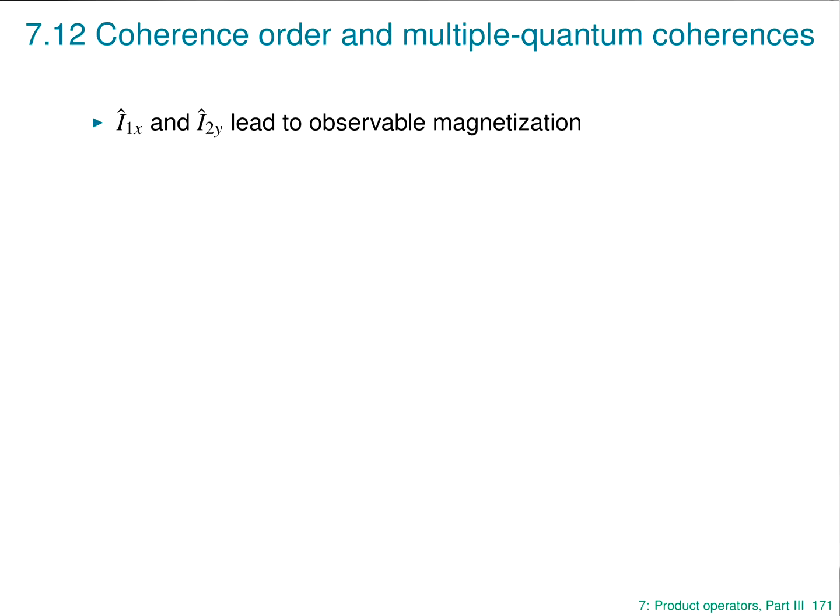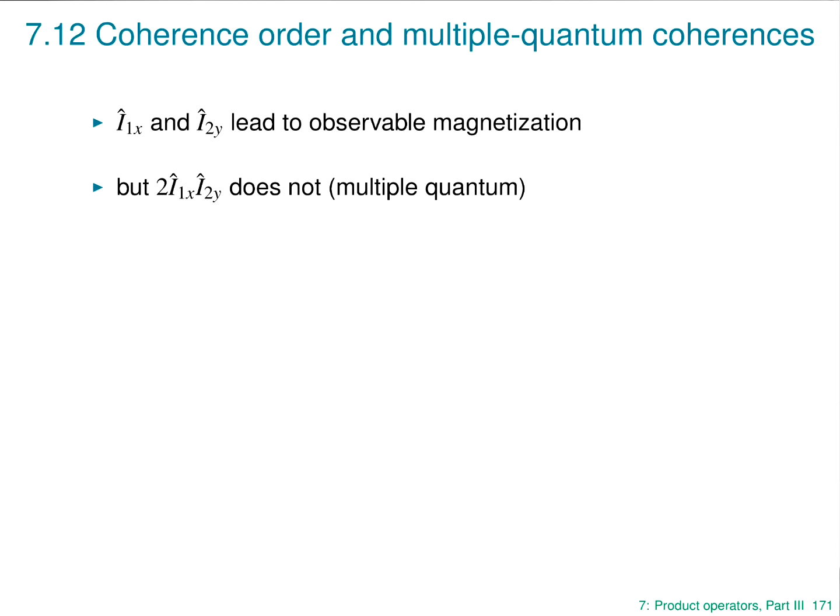So the other topic I want to cover in this last section on product operators is about these multiple quantum operators. I mentioned that terms like I1x, I2y and so on, these are observable. We now know that these are in-phase magnetization. But something like 2I1x I2y, something with two x's or y's in it, this is not observable.